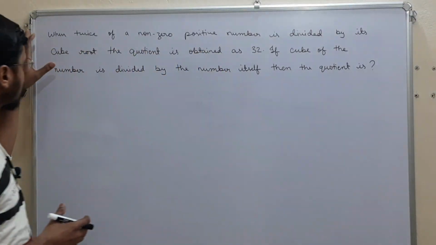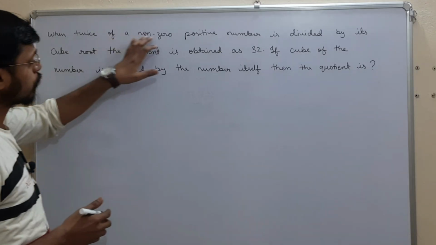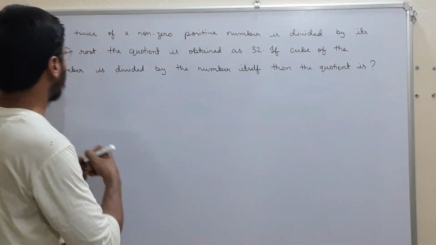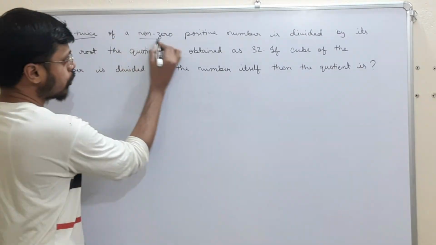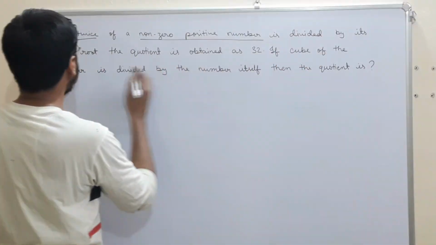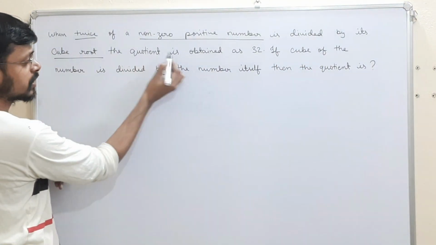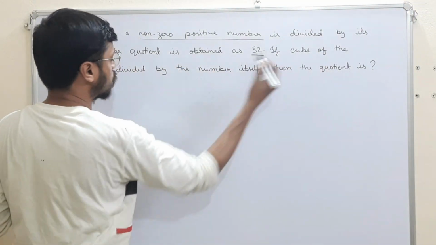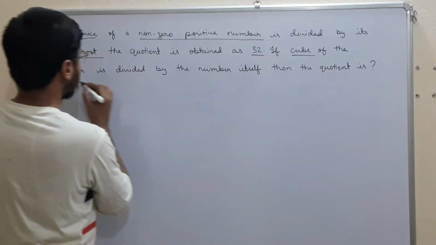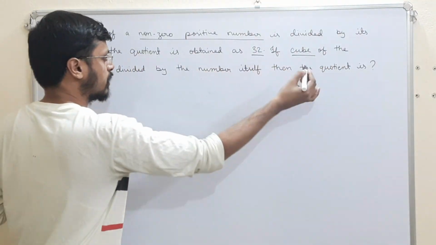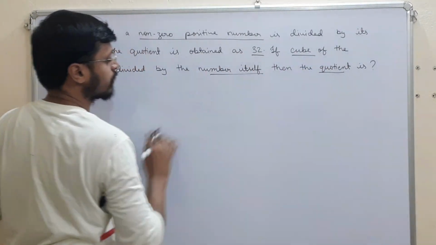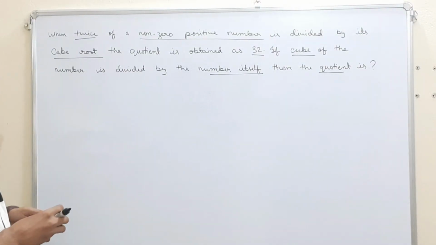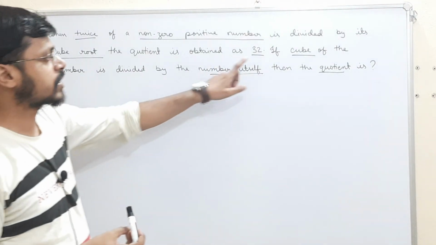Today we are going to discuss this question: when twice of a non-zero positive number is divided by its cube root, the quotient is obtained as 32. If cube of the number is divided by the number itself, then the quotient is what?